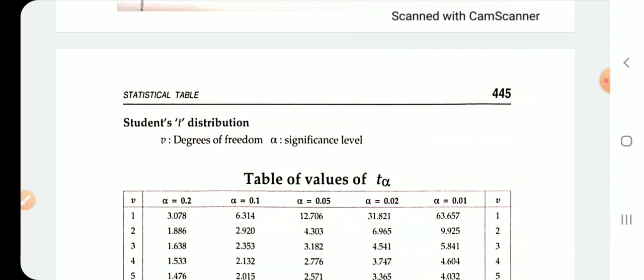So this table I share with you all. Take different values and try to find the standard value from the table.